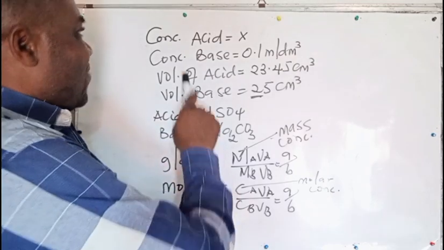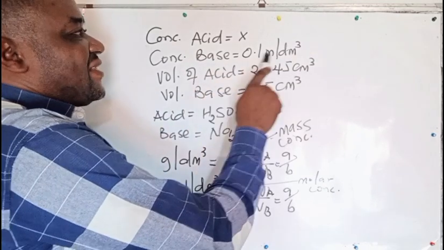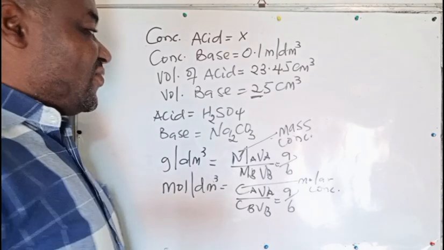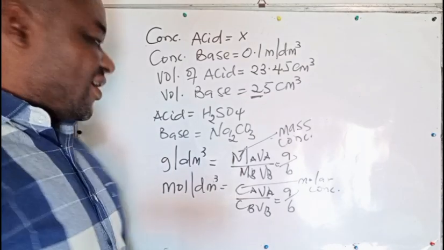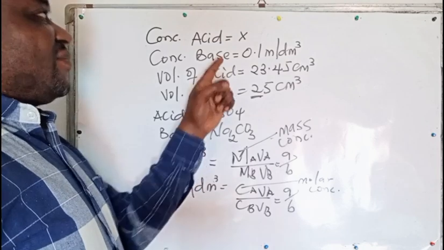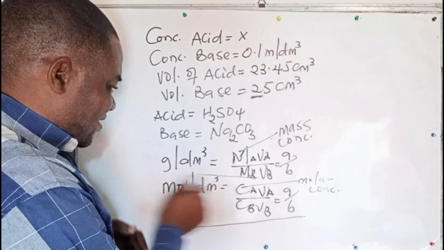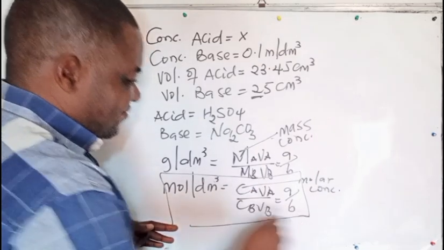Look at it. We are given the concentration of a base in moles per dm cube. What do you think we are going to use? We are not going to use the mass concentration. We are going to use the molar concentration because that is what is given. So we are going to use this formula to do our calculation.